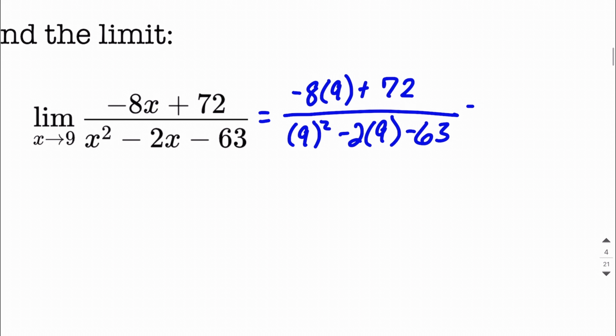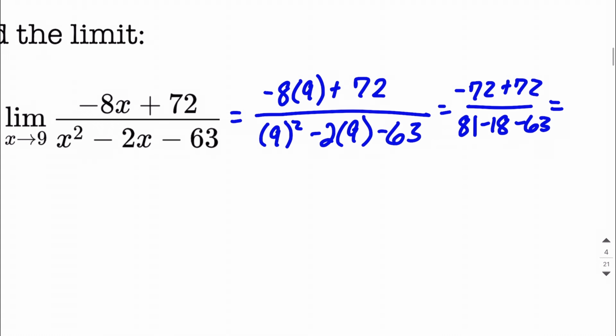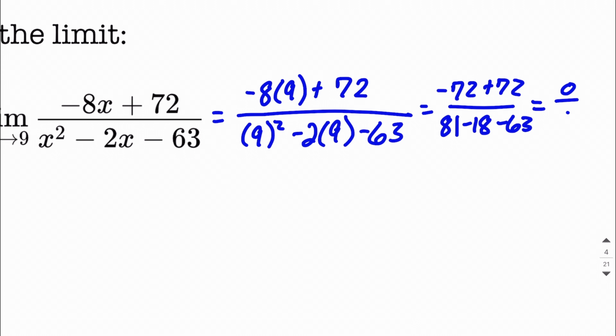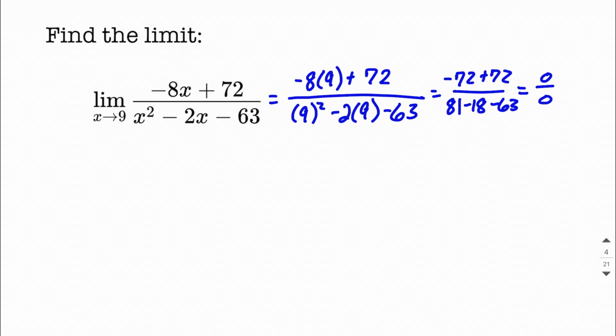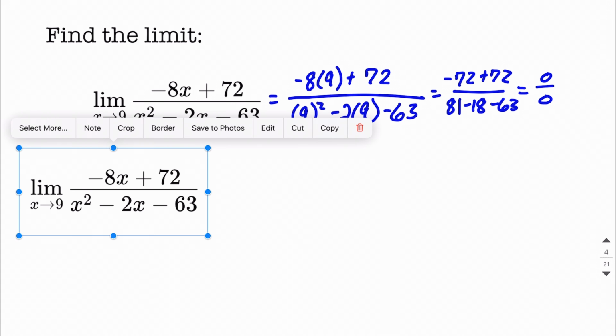So for our numerator, we get negative 72 plus 72, which is going to work out to be 0. And for our denominator, we get 81 minus 18 minus 63. So that also works out to be 0 in the denominator. This actually does give us some information about our problem, though. It tells us that we can continue going. We don't have to stop there.